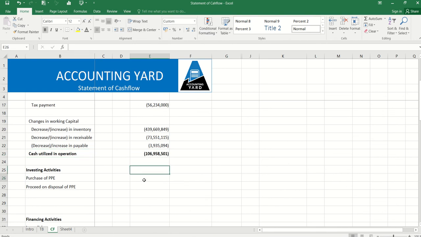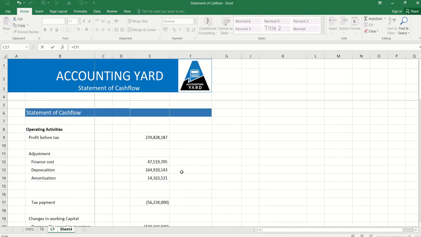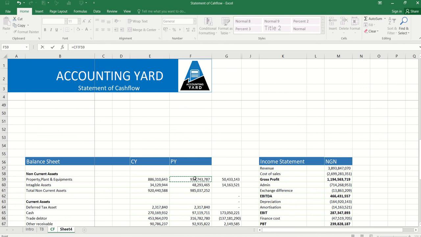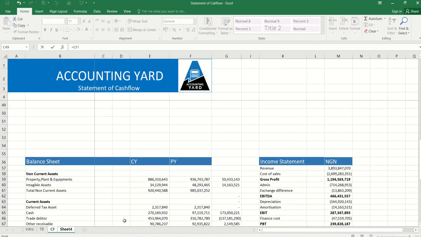Bolding this. PP is also a movement schedule, right? Simple movement schedule for the purpose of this class, just simplify it, right? We also have a similar scenario. Our charge will be depreciation in this particular case. And we have additions here. Opening balance prior year PP, closing balance current year PP.